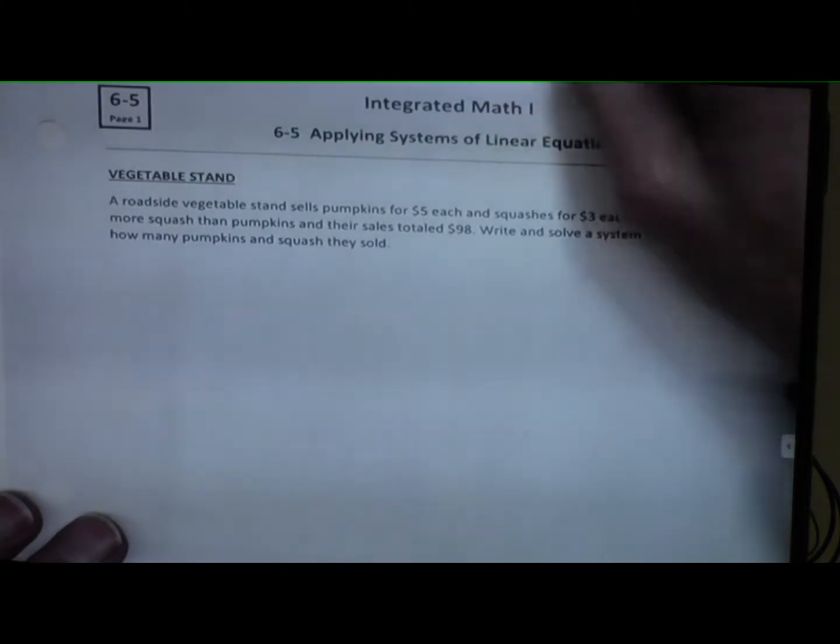Section 6.5 to start. Now, remember, the last few sections were all having two equations and solving two equations. So we're basically going to do that again. We're just going to do it with word problems. So let's talk about what to do here, and we'll use this to help us as reviewing.